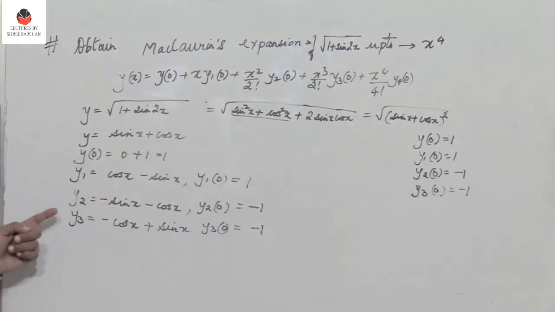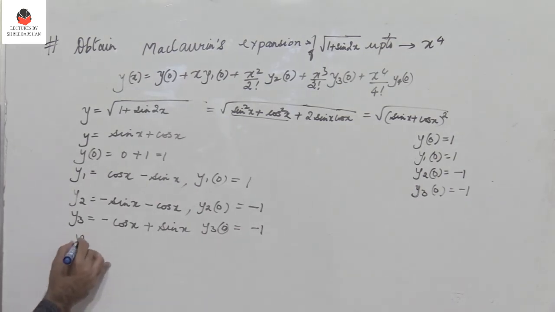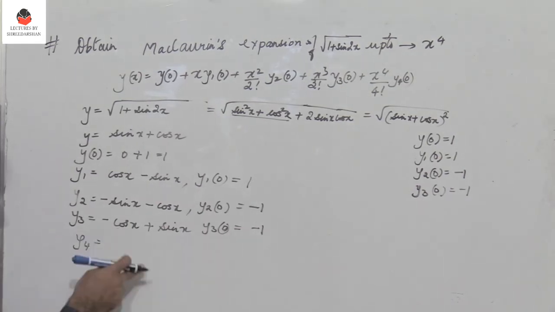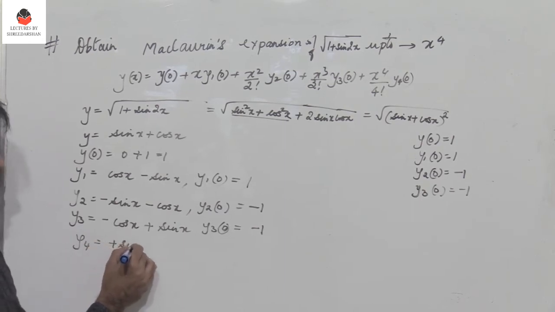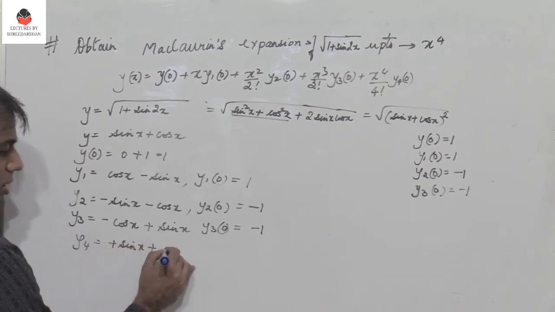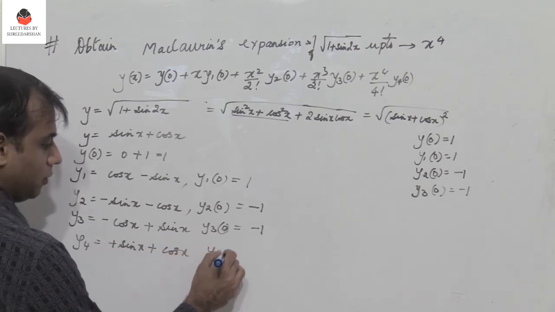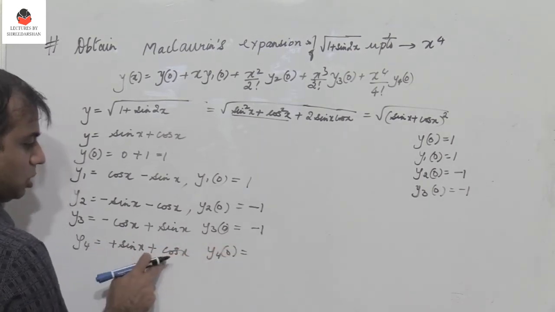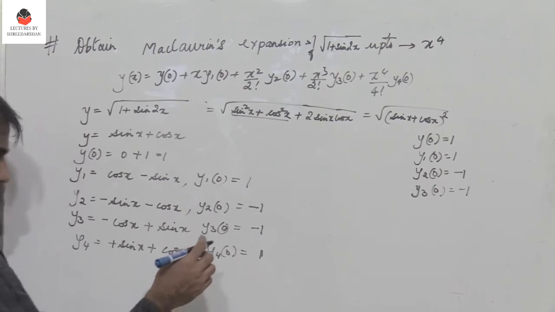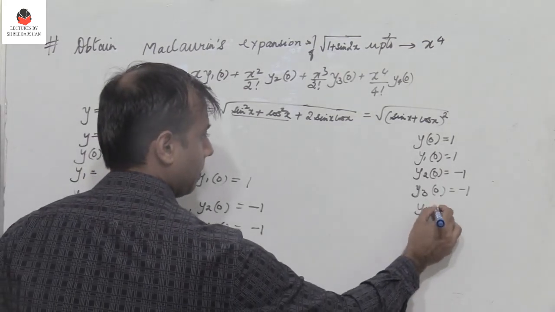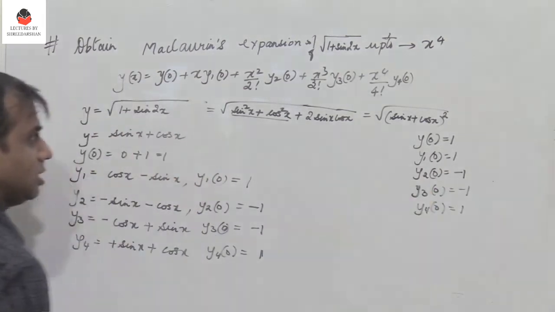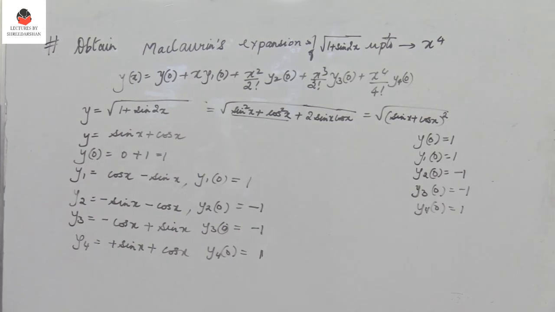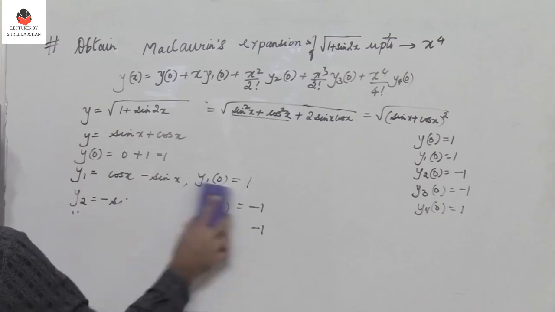So we have to differentiate this again. So y4 is the differential of cos x, which is minus sin x, minus into minus is plus, so you have plus sin x plus cos x. So y4 of 0 is nothing but 0 plus 1, which is 1, so y4 of 0 is 1. So very simple problem. So now let us substitute all these values in the expansion.